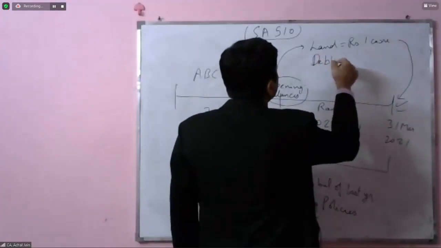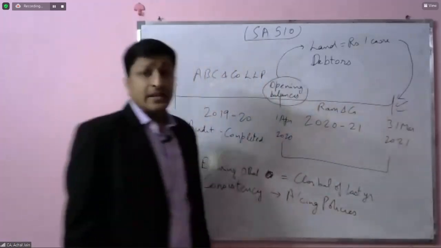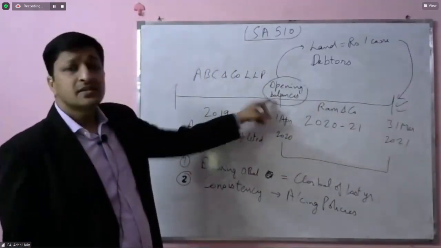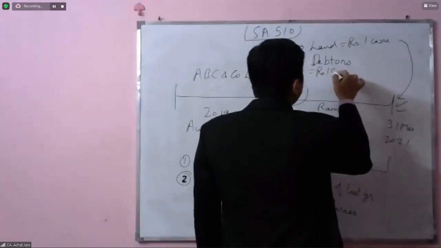Number two, it could be about debtors now. Let's suppose the opening balance of debtors was rupees 15 crore.